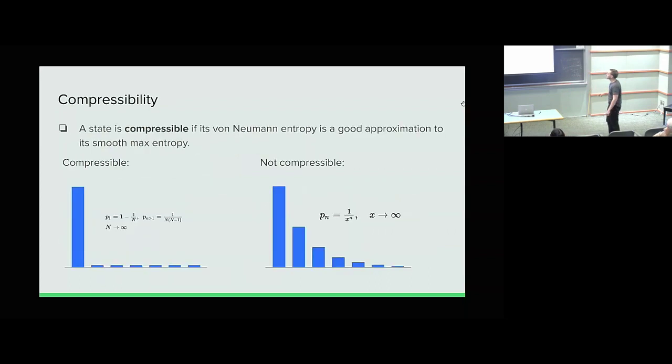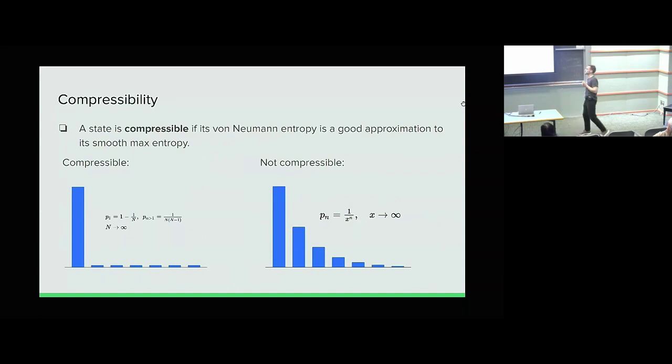This leads us to a definition that I think is going to be very useful for us to think about in gravity, which is compressibility. You say a state is compressible if its von Neumann entropy is a good approximation to its smooth max entropy, which is its effective degeneracy of microstates, and you say it's incompressible otherwise. This is a loose definition because I've said good approximation and I haven't told you what that means. Really, you have some parametrized family of states, and you ask whether these quantities have the same parametric scaling in a particular limit.